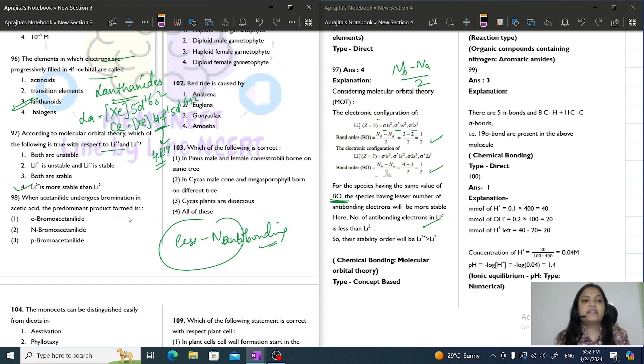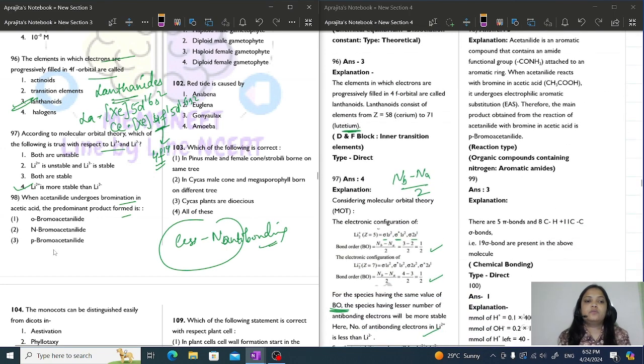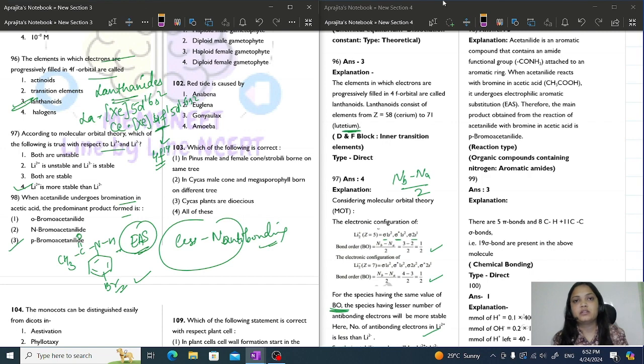Next is, when acetanilide undergoes bromination in acetic acid, the predominant product is. We all know that acetanilide, you can draw it, is NHCOCH3. So when it undergoes bromination in acetic acid, an electrophilic aromatic substitution reaction will happen, and the bromine will get attached at the para position. So we will get para-bromo-acetanilide. The answer is option 3.